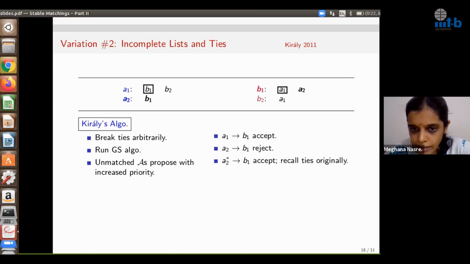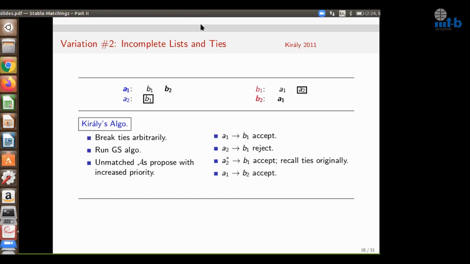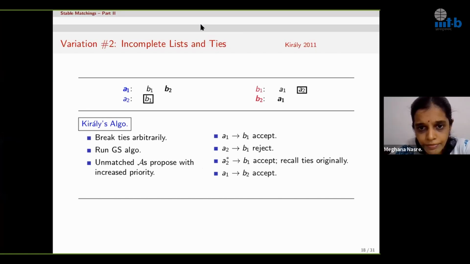And once it accepts it, A1 becomes free. Therefore, A1 goes ahead and, since it has not even completed its preference list, it will go and propose to B2, which will accept it because B2 is not matched to somebody. So this is the algorithm. So before I proceed, are there any questions about the algorithm?